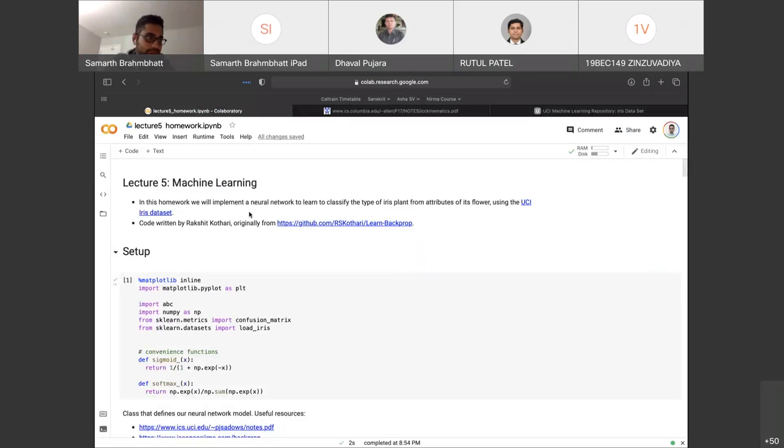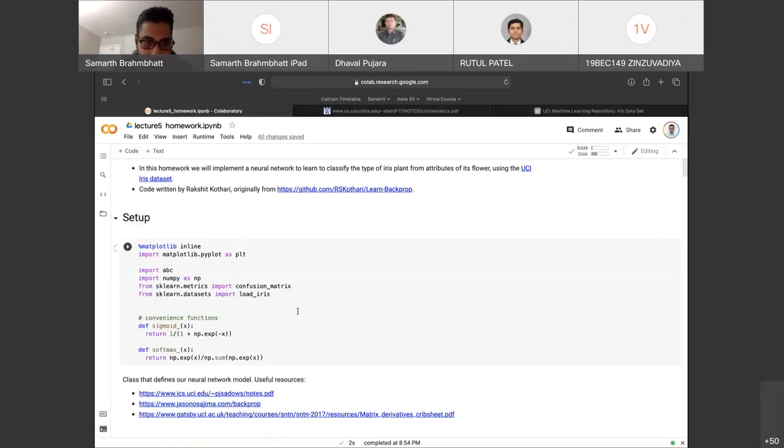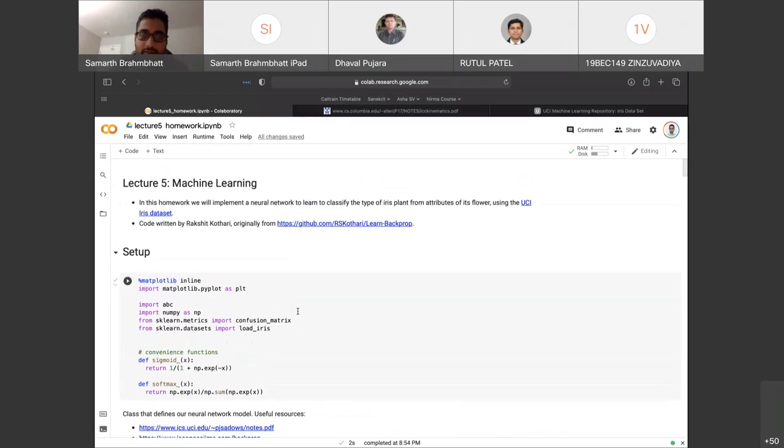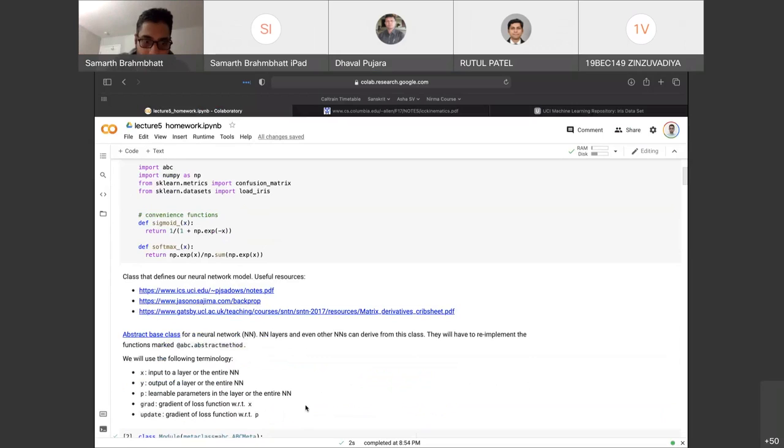Okay, so here the homework is actually I made it with some help from another Nirma alumnus, Rakshit. And basically we are going to implement a whole kind of neural network library. As I showed you in all these computational graphs, there is the forward pass and then there is the backward pass. In the forward pass, you are computing the output of all the operations, and then in the backward pass you are computing all the gradients and updating all the learnable parameters.